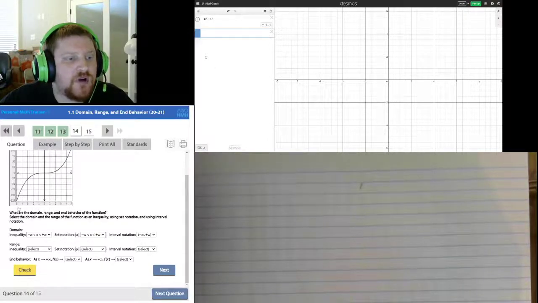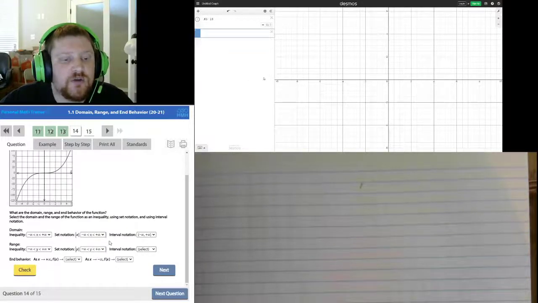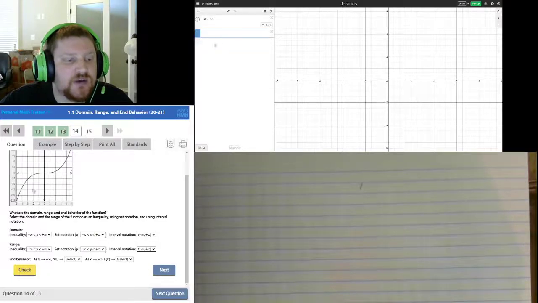Our range, also negative infinity to infinity. Set notation, we just pull in the same one. All values of y such that y is less than infinity. Interval notation, negative infinity to infinity.